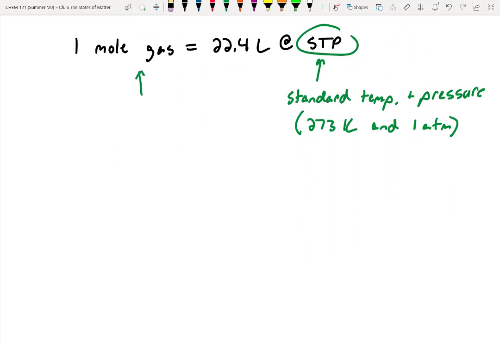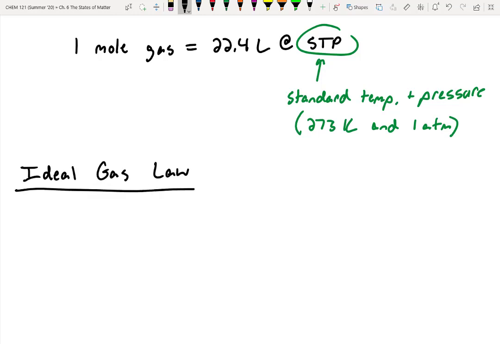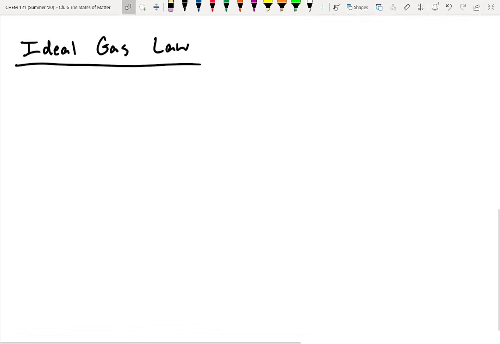So the next step was to take the combined gas law and incorporate Avogadro's law into it. So we're kind of continuing to stack law after law after law. This next one is called the ideal gas law. And in my opinion, it's the most important gas law that there is. It's the most commonly used one.